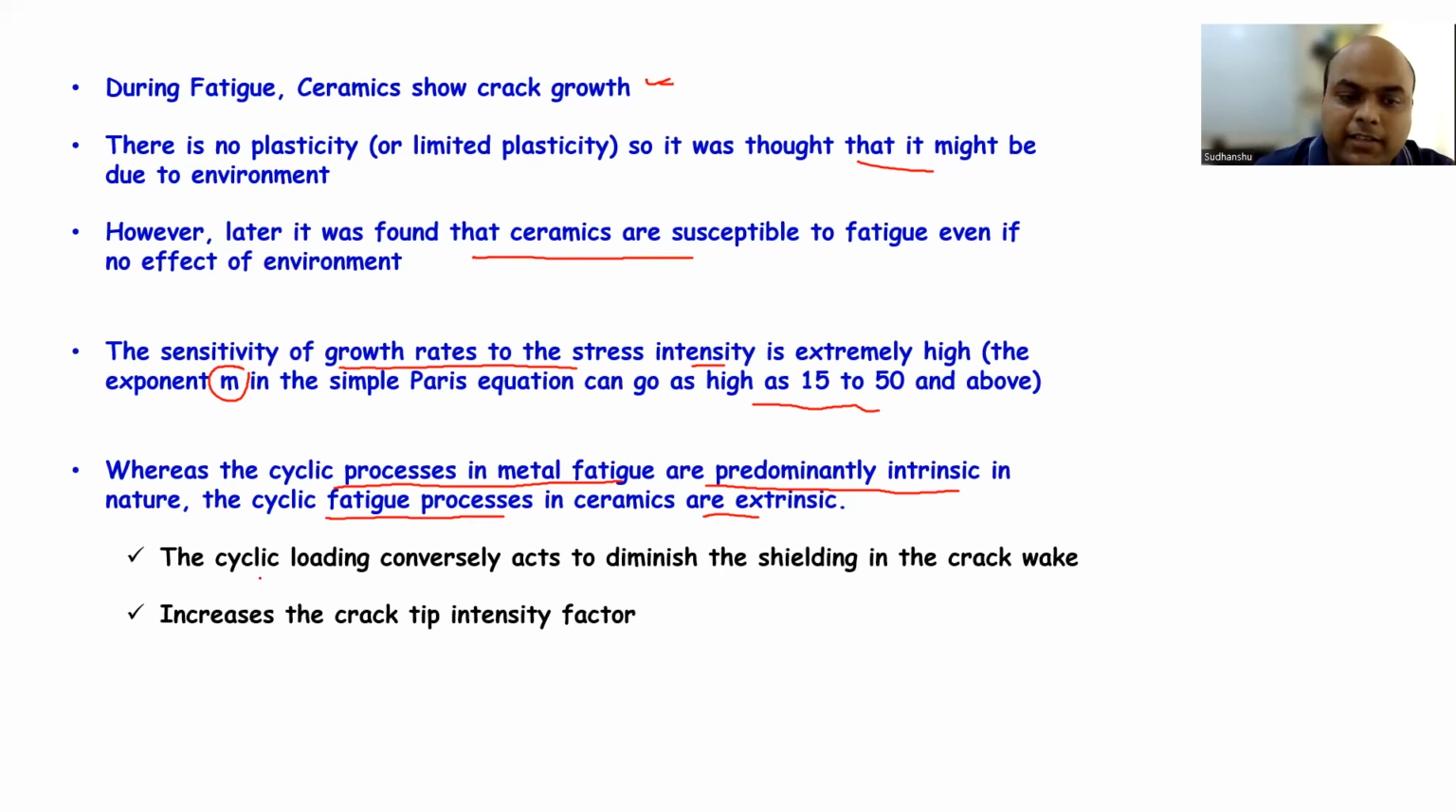Okay. So here the cyclic loading acts to diminish the shielding in the crack wake, right? So predominantly the extrinsic mechanisms are going to affect the cyclic processes in the ceramics. Okay, but when you have a larger number of loading cycles, what you observe is a diminishing of the shielding in the crack wake, and this leads to an increase in the crack tip intensity factor, and therefore you have a very high crack growth rate in fatigue of ceramics.